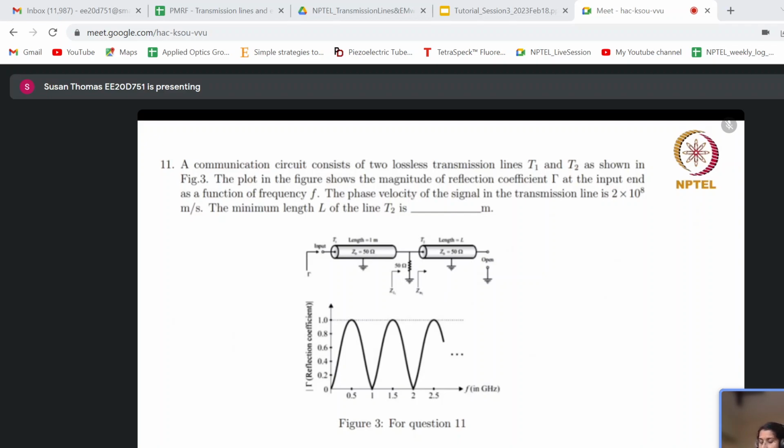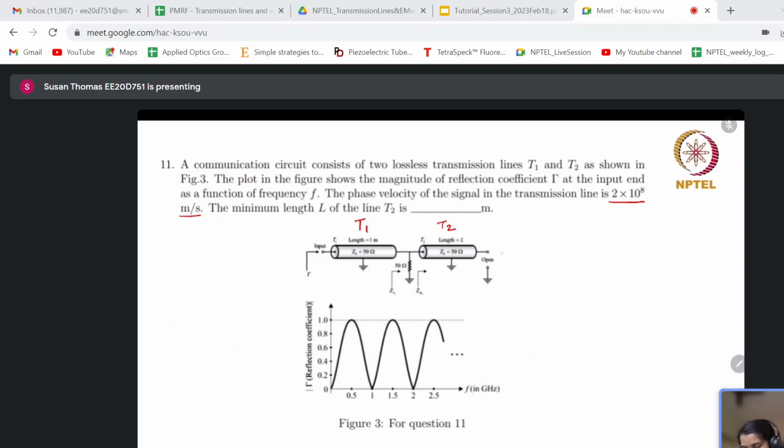Moving on to the next question. A communication circuit consists of two lossless transmission lines T1 and T2 as shown in figure 3. The plot in the figure shows the magnitude of the reflection coefficient at the input end as a function of frequency f. The phase velocity of the signal in the transmission line is 2 into 10 power 8 meters per second. Find the minimum length L of the transmission line T2. So this is transmission line T2 and this is transmission line T1.